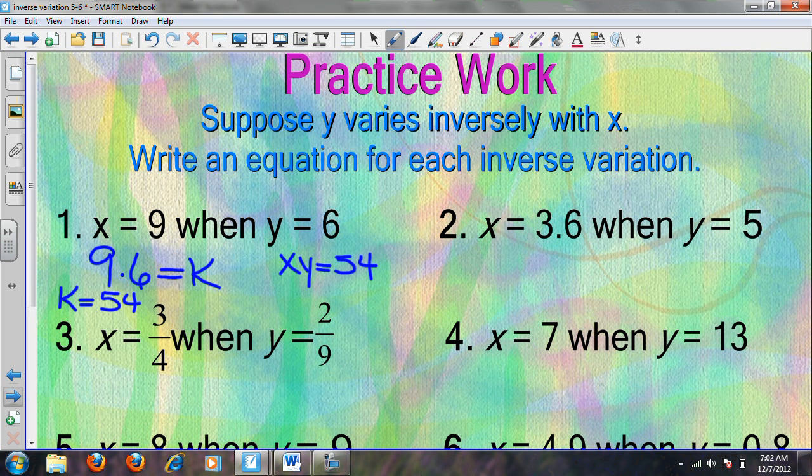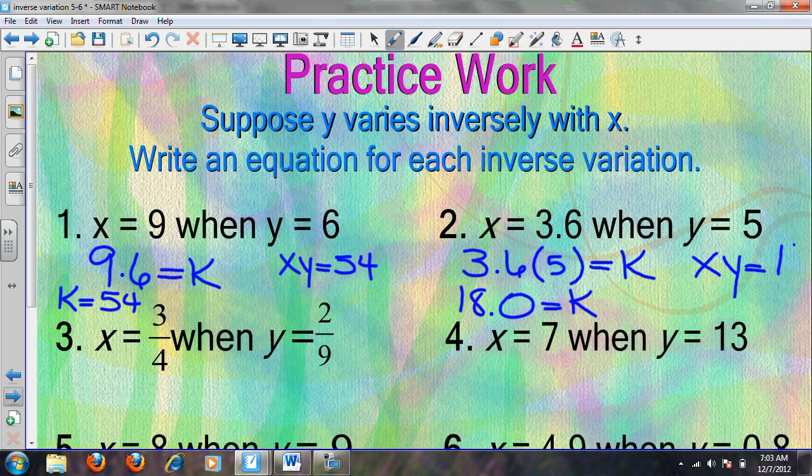Justin's going to help me with number 2. 3.6 times 5 equals k. That multiply, not a good thing to do this early in the morning. About 18 equals k. So just what would my equation be? Excellent.